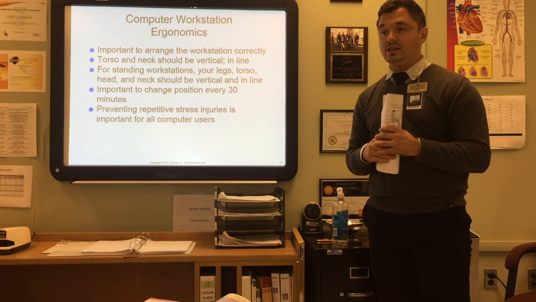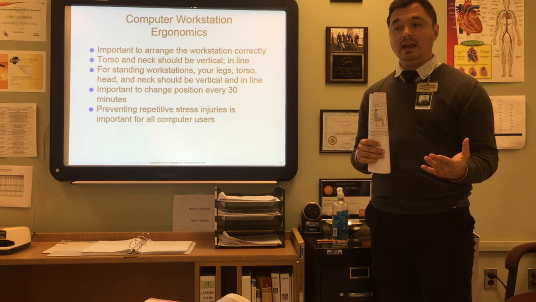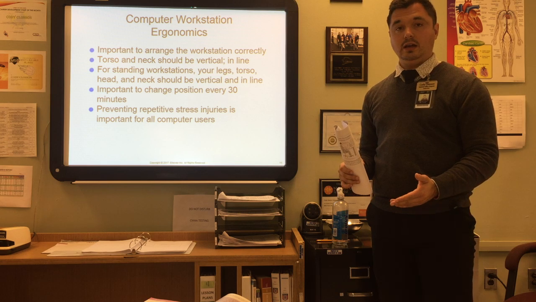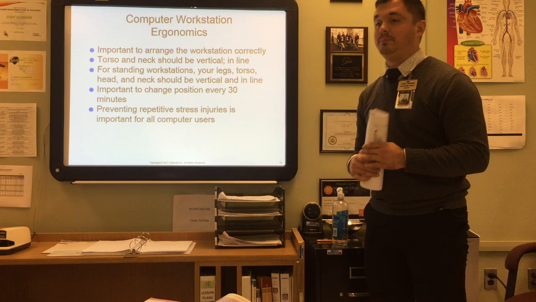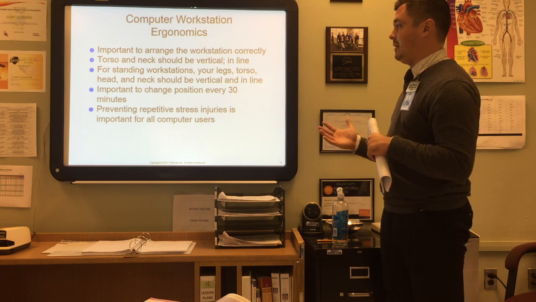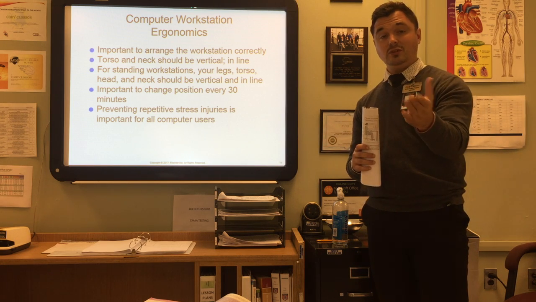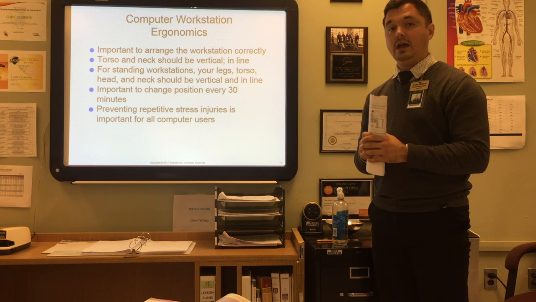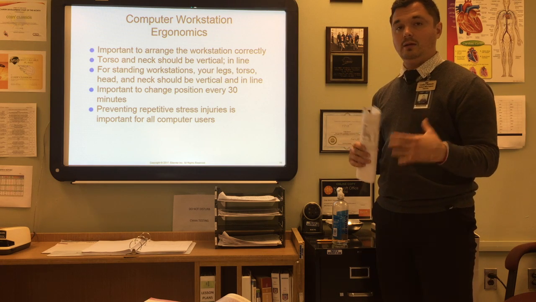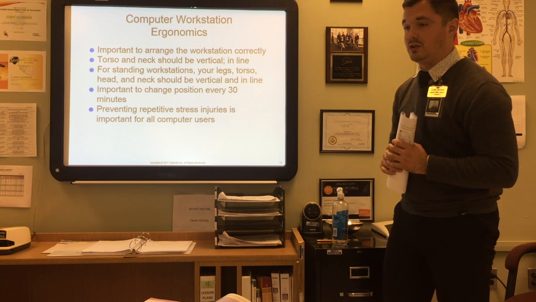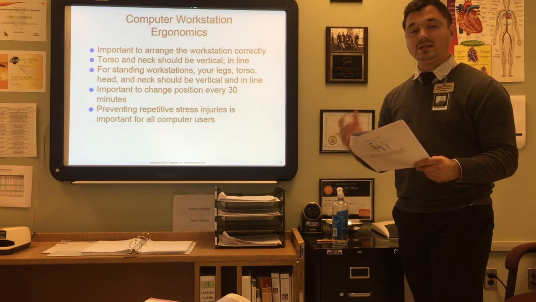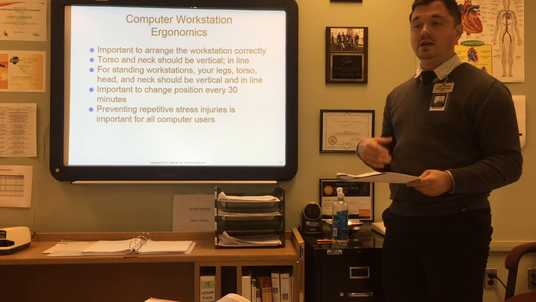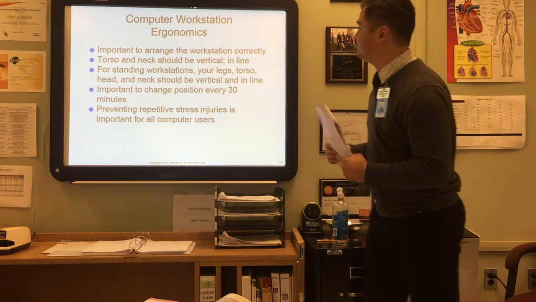For standing workstations, your legs, torso, head, and neck should all be in a vertical line. You shouldn't be off to the side or bent over all the time. It's important to change positions about every 30 minutes, and that's especially for you guys too. Get up and stretch and move around so that you are not promoting stress on your body. Preventing repetitive stress injuries is important for all computer users because we're constantly on the computers.